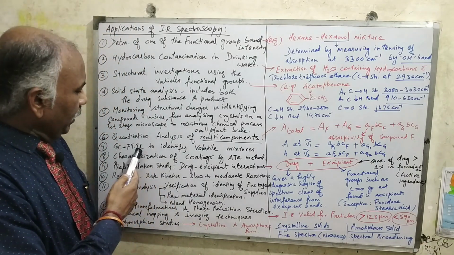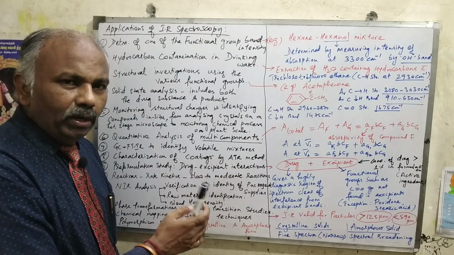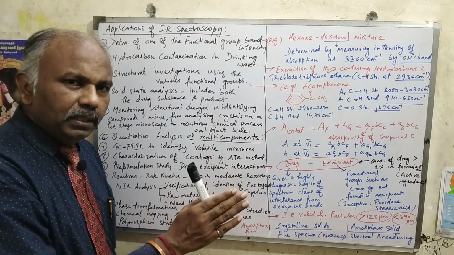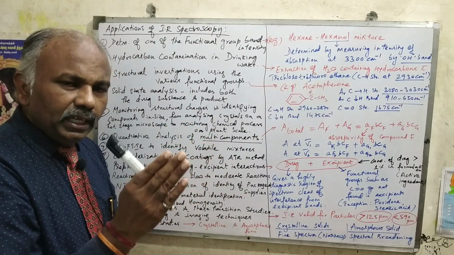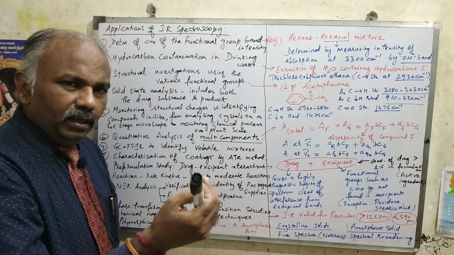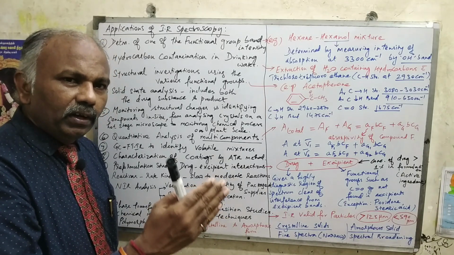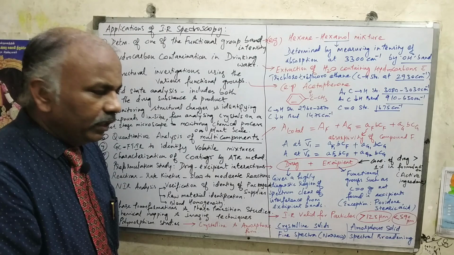The next important application is GC-FTIR to identify volatile mixtures. When you want to identify volatile mixtures, we can club gas chromatography with FTIR as a hyphenated technique so that we can analyze the mixtures. Whatever the volatile mixture components are, once separated, we can easily go for identification with functional groups in IR.